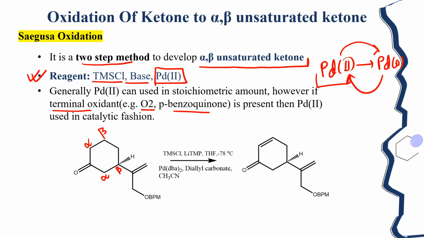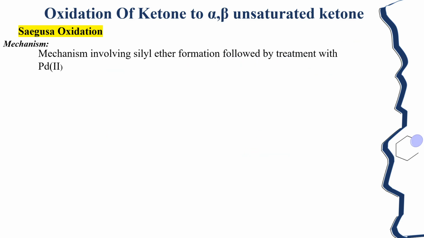Okay, so here you can find that TMS chloride is one of the reagents, and lithium TMP has been used as the base, and in the second step palladium 2 has been used in presence of acetonitrile solution to get this type of compound. That is the alpha beta unsaturated ketone. Okay, now let us move to the mechanistic pathway.